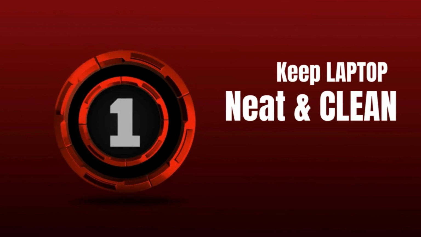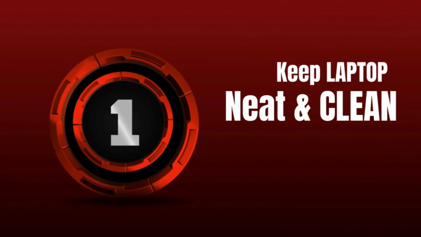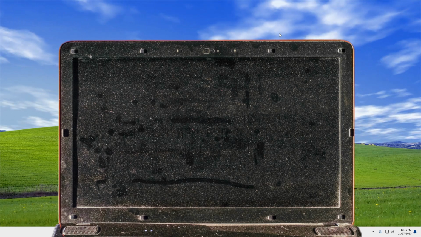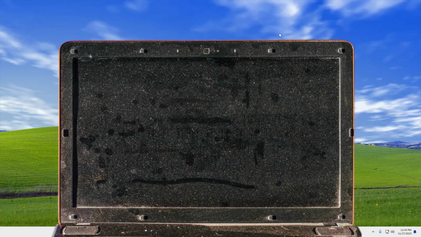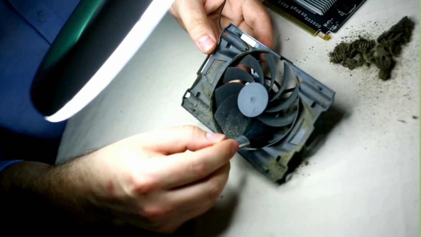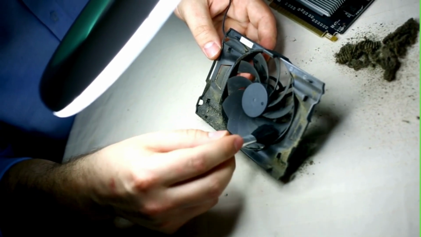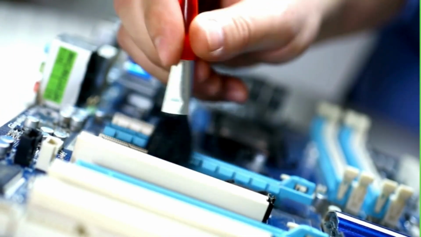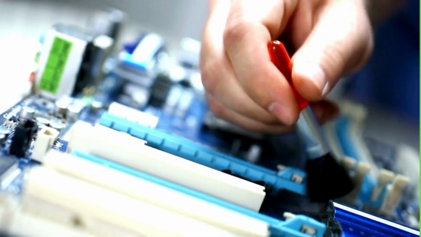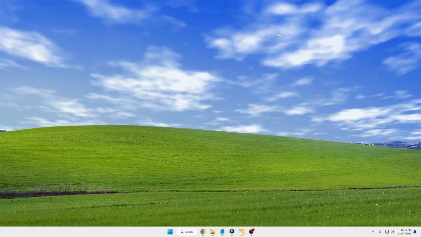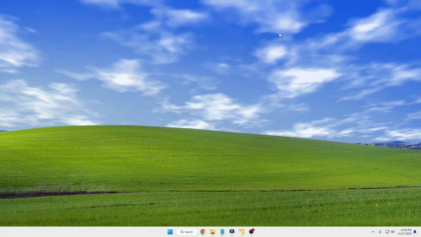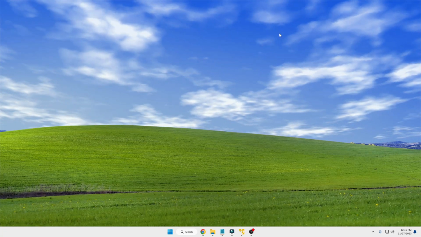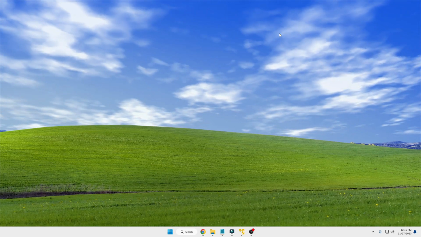Number one, keep your laptop neat and clean. Most of the time when you use your laptop, there is a lot of dust in the surroundings that goes into your laptop, due to which the CPU and the fan are not able to run properly. And that affects the overall performance of your laptop. So if possible, try to clean your laptop by yourself. And if not, then at least you can take the help of someone you know who can help you in cleaning your computer. At least every 4 or 5 months, you can visit any local technician and ask them to just clean your computer.